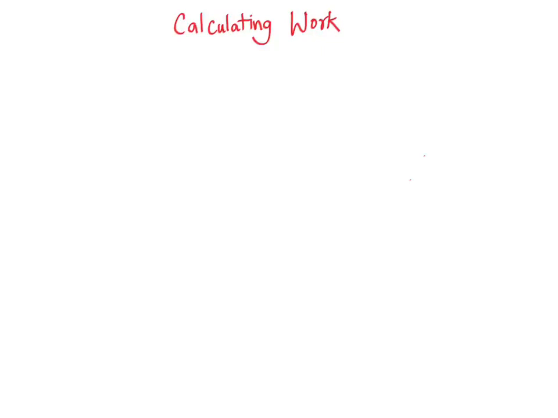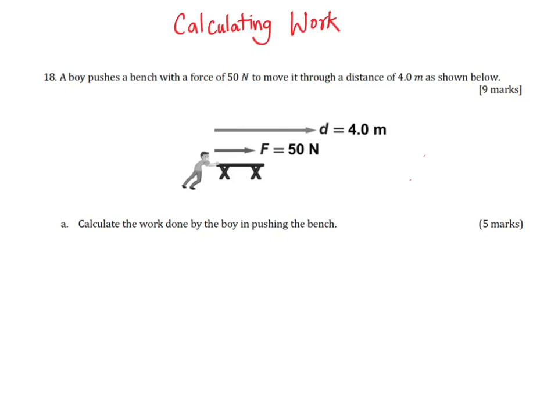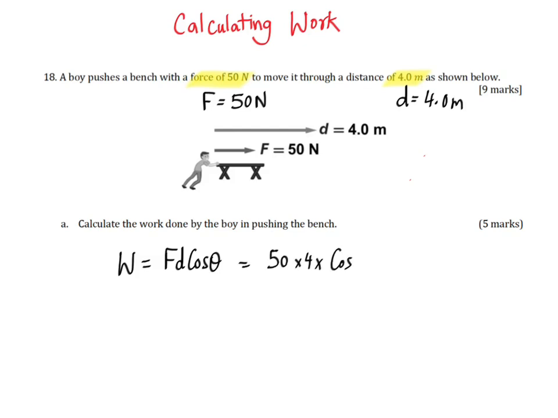In this video, we are going to see how to calculate work. So we have got a problem here in which we can see that the force is 50 Newton and the distance is 4 meter. It's asking us to calculate the work done. We write the formula F d cosine theta. Now we have F and d, but the theta is missing.